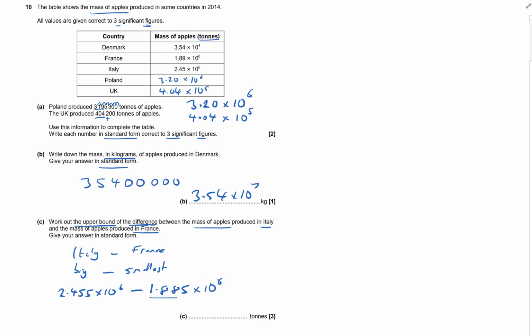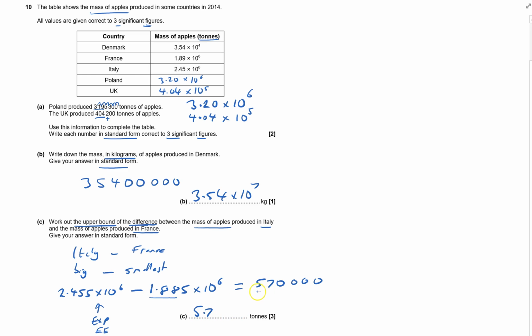So you could actually work it all out using a calculator. If you're doing times 10 to the power 6, you want to use the EXP button. It's much the easiest way of doing it. So 2.455 times 10 to the power 6, or it might be an E button, depends which calculator you've got. Or you could put it into normal form and then subtract it, and that will give you 570,000.